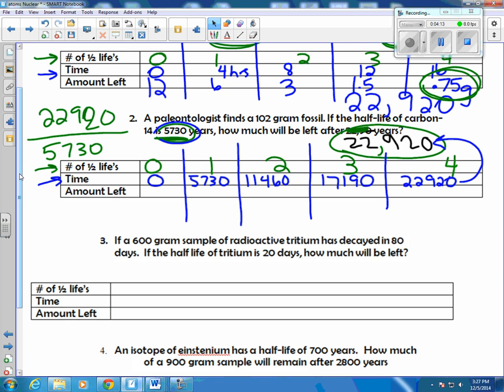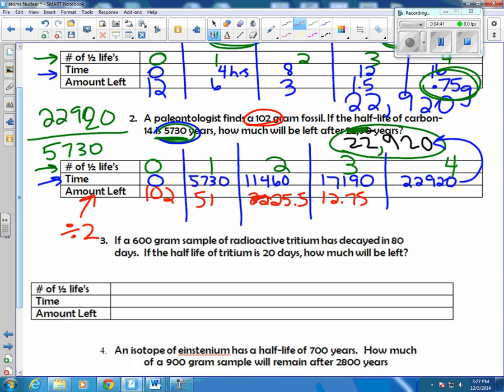Last step, figuring out how much is left. So we start with 102, and this is the easy part. When we want to find the amount left, always divide by 2. So 102 divided by 2 gives us 51. Divided by 2, that gives us 25.5. Divided by 2, 12.75, and the last one, 6.375 grams is left when we're done.